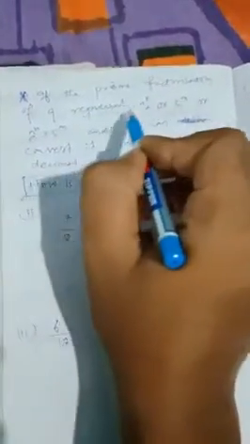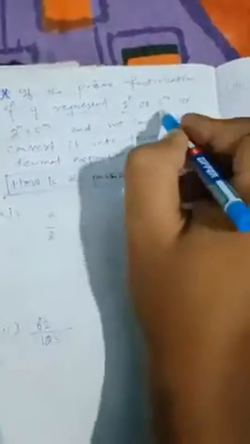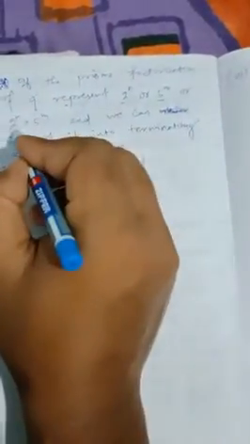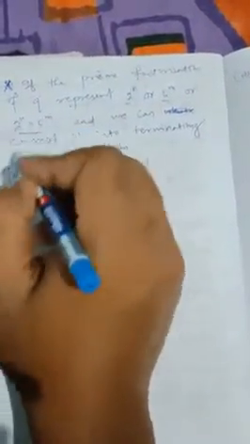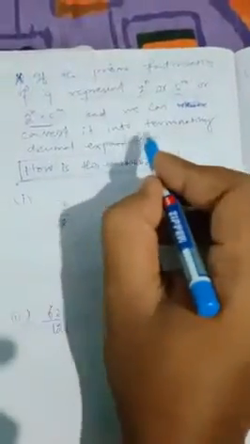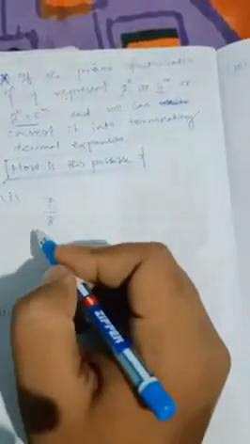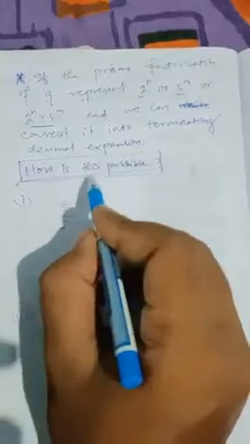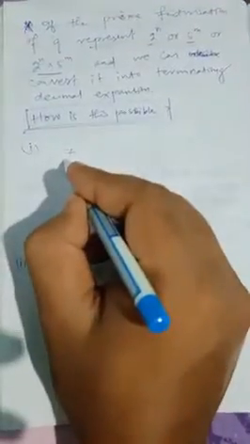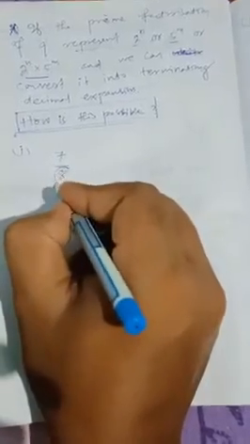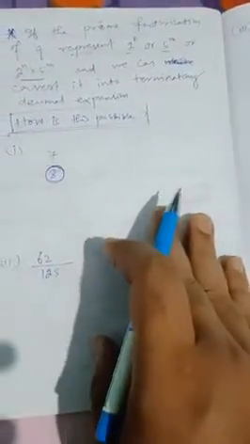of q represents 2 to the power n or 5 to the power m or 2 to the power n into 5 to the power m, then we can convert it into terminating decimal expansion. Right now, again, how is this possible? Let us discuss with some examples. Here, the first example or the first number is 7 by 8, and here in place of q, this is the digit 8. So first of all, what will we do? We will find the prime factorization of 8.